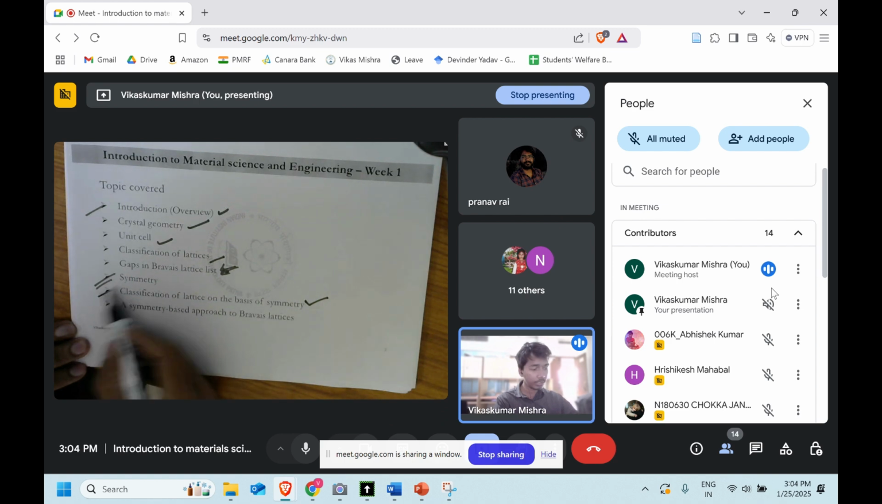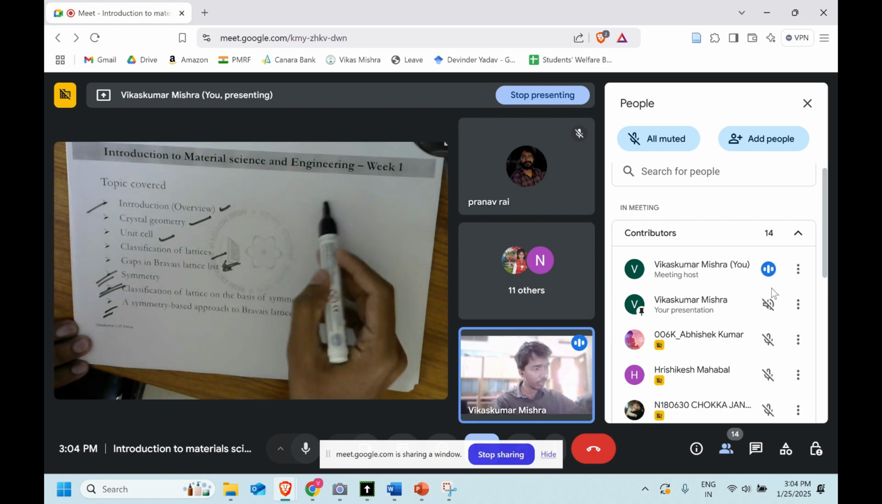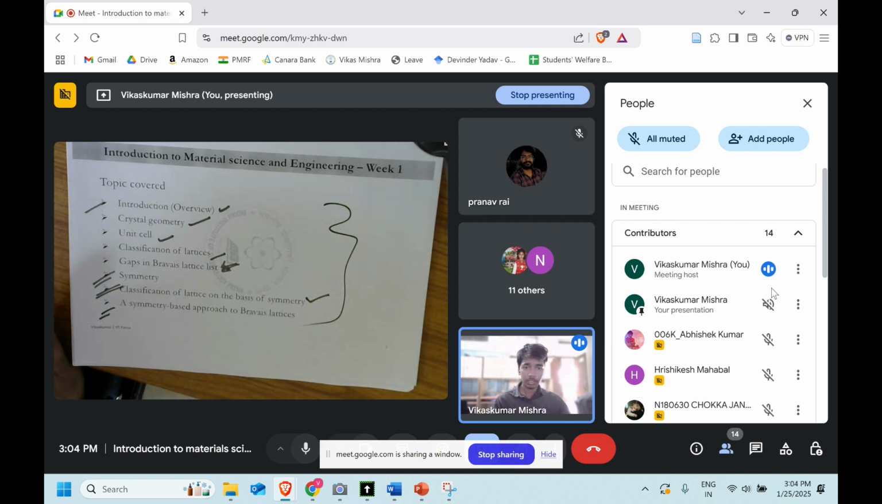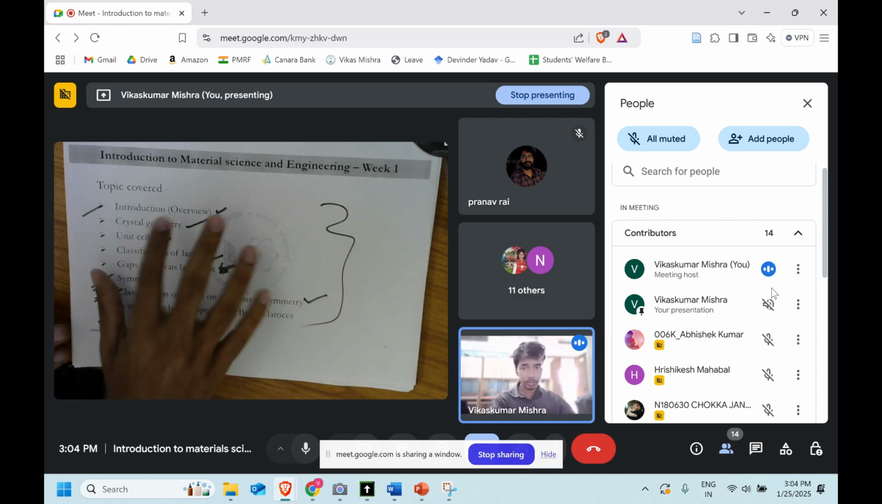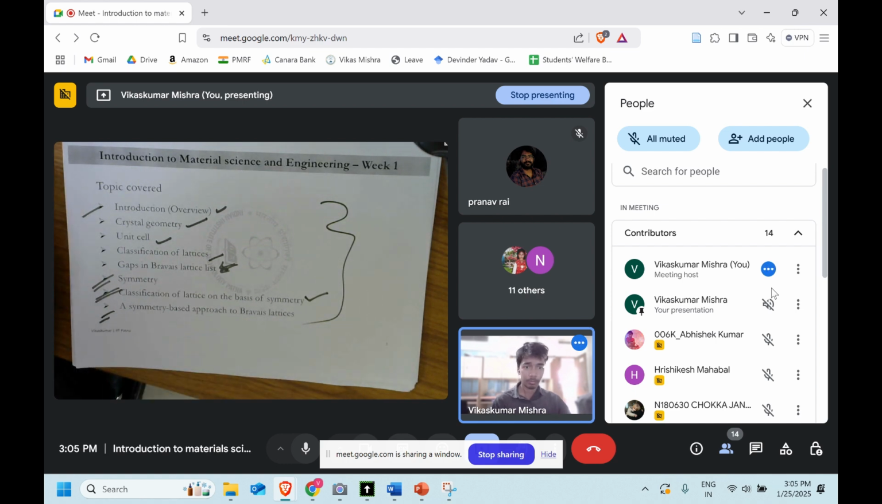So all that classification has been there. Then at the end we have discussed the symmetry based approach for the Bravais lattice. So on an average we have discussed some basic content of crystallography over here. Before we move to the questions, I would like to ask you, in this particular content, do you have any doubt? If there is any, please let me know.